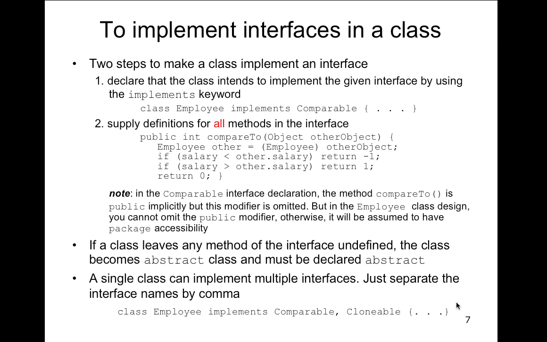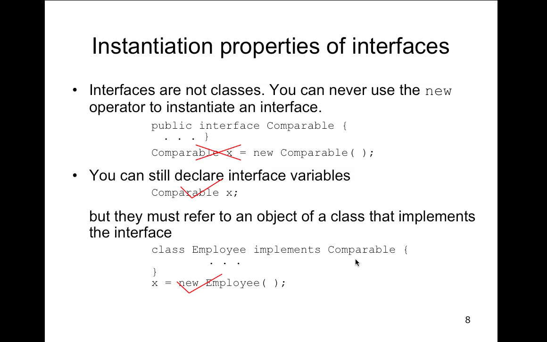If the class leaves any method of the interface undefined, the class becomes an abstract class and must be declared as abstract. So we have to define the methods. Where abstract, we just list them. So we can turn an interface into an abstract class by our style of programming, by omitting information. Long story short. So, the instantiation properties of the interface.